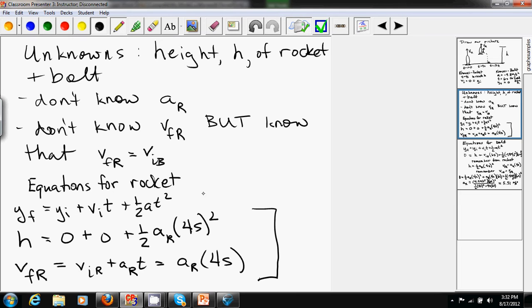Now, if we look at the equations for our rocket, we can write some things down. We can use this equation here, a standard kinematics equation: y final equals y initial plus v initial t plus 1/2 a t squared.